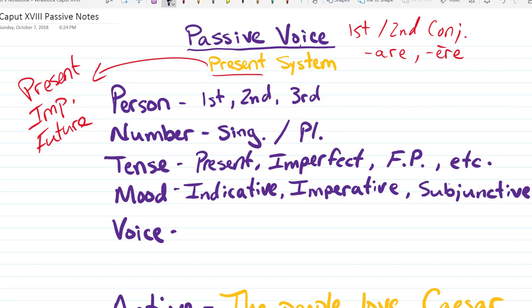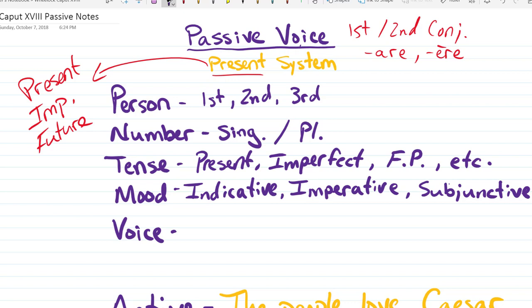Person again, first, second, third person. Number, singular, plural. Tense, when it's happening. Present, imperfect, future, future perfect, pluperfect. And then mood. Indicative, just like stating a fact. Imperative, a command. Or the subjunctive, which we haven't dealt with yet, and don't worry about it right now. And then we have voice.